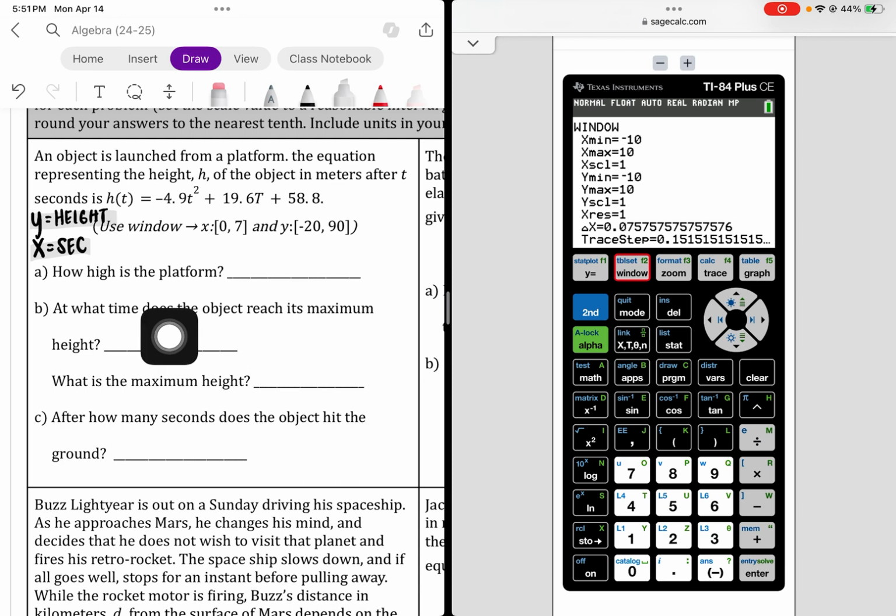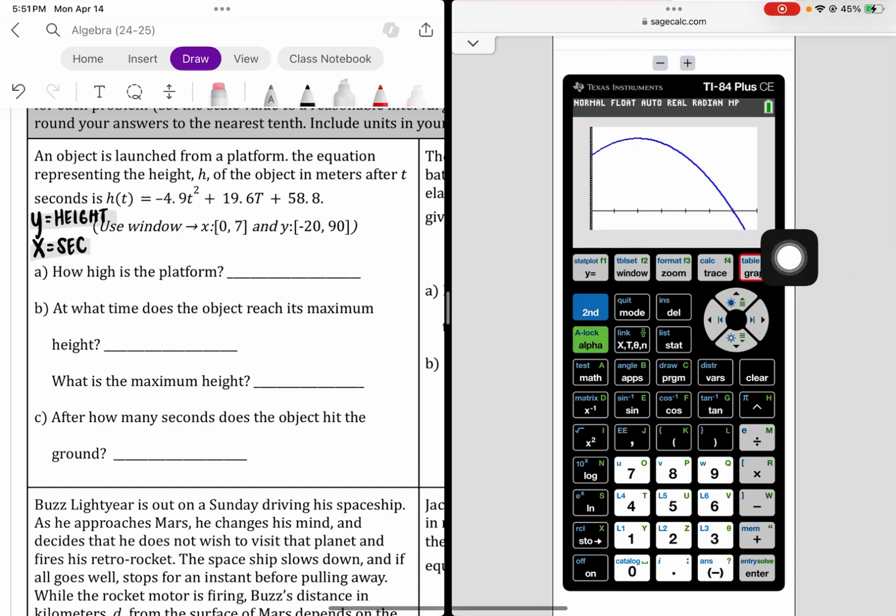We want to only see from 0 to 7 on the x-axis, so the minimum is going to be 0. We're going to click down and change it so that we can see the maximum of 7. We're going to skip the next line and go straight to the y minimum, and we want negative 20. And our y maximum, I'm stealing that from here, is 90. So now when we click graph, notice that I can only see what the problem is really wanting me to look at.